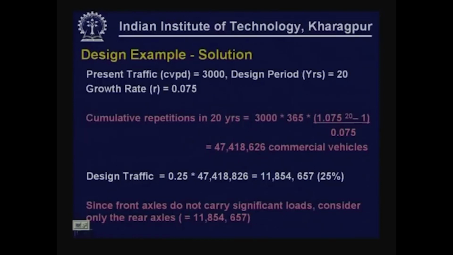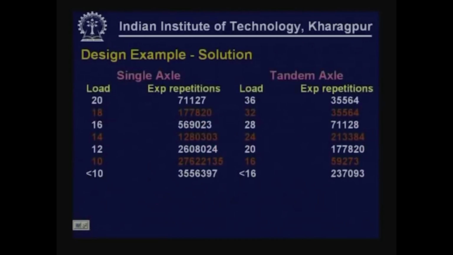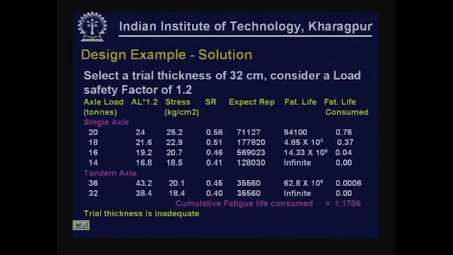Since the front axles do not carry significant loads, we are only considering the rear axles. So, we are going to have rear axles to be considered in the design are about 11.854657 million. To solve this, we are considering the midpoint for each load group for single axle: 20, 18, 16, 14, 12, 10 and so on. The expected repetitions in terms of the percentages we have worked out. Similarly, for tandem axle also, for different load groups, the expected number of repetitions is also indicated here.